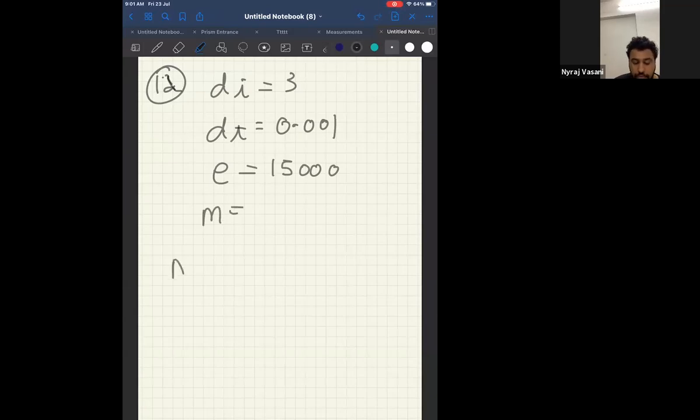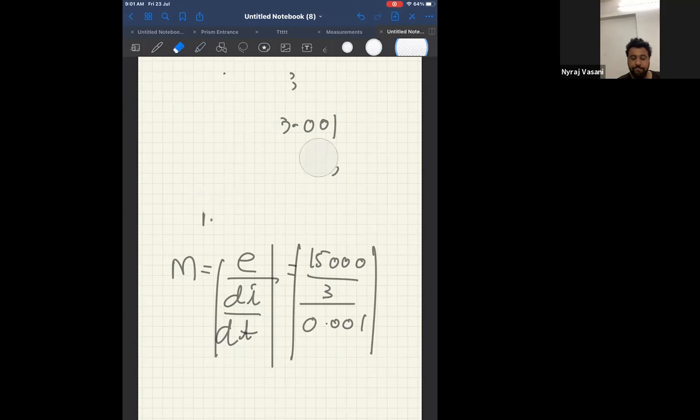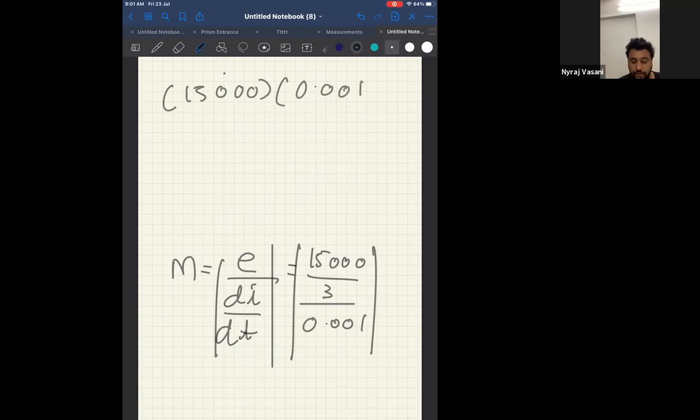Now, I know the formula for mutual inductance, M is equal to E upon di by dt. Now, what is E equal to? 15,000 upon di is 3 upon dt is 0.001. Now, start. What will be the answer? Solve it. Can I say 15,000 into 0.001 upon 3 will be my next step?